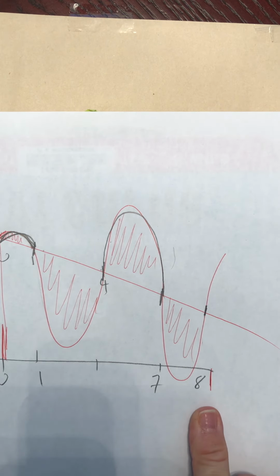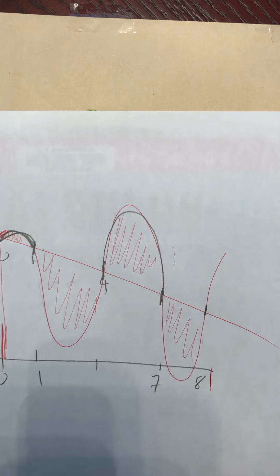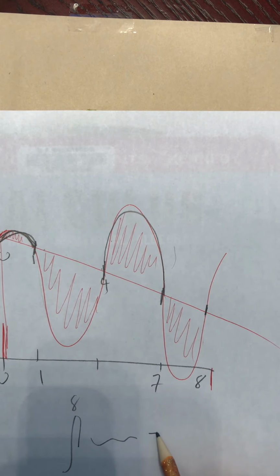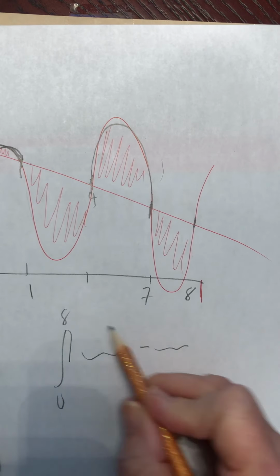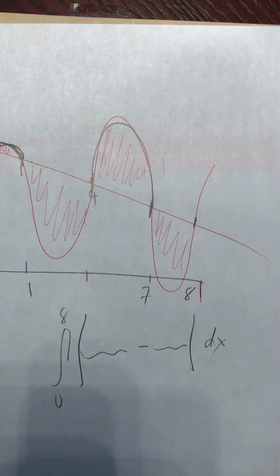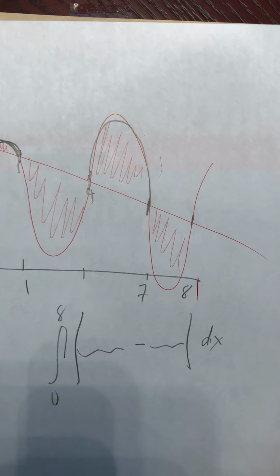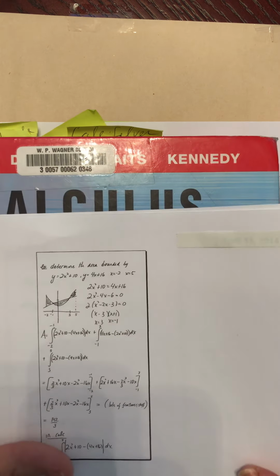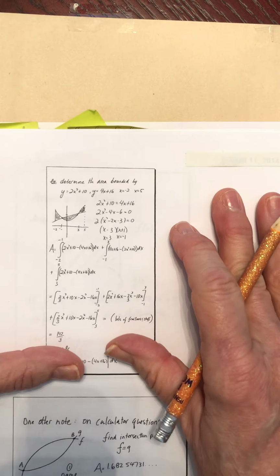If you're doing it on a calculator, oh, so easy. You'd say, I'm going from 0 to 8. Here was my polynomial. Here was my line. There. Calculator will do it all for you. It knows from what was the high function to what was the low function. Can't get easier than that. So you're not going to get too many of those questions. What you're going to get would be something like this.